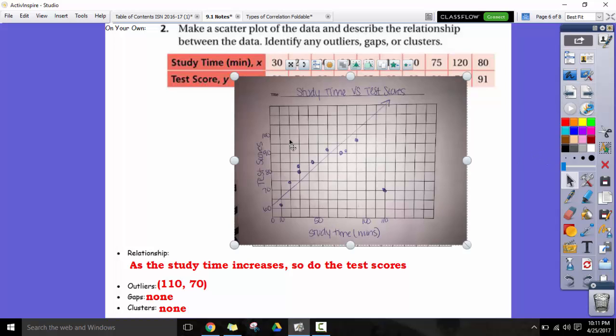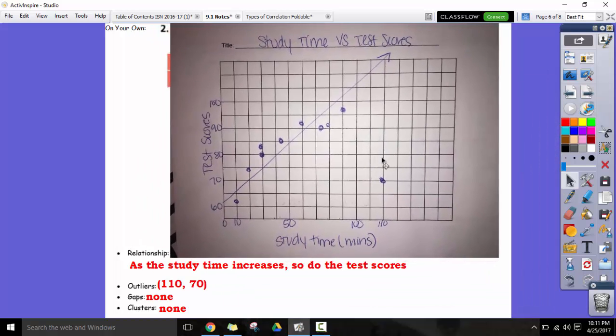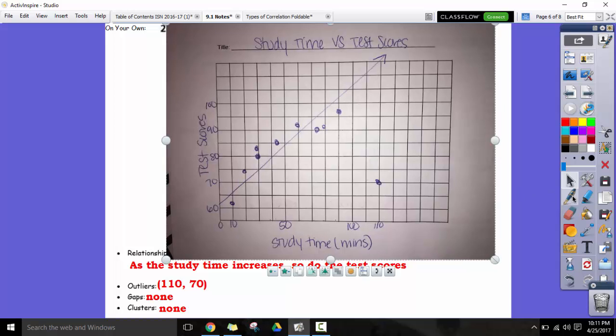Okay, so here is what my scatter plot looks like. Yours might look a little bit different depending on how you numbered your x and your y-axis. So you can kind of see my points are increasing here, so positive correlation. So my relationship is, as the study time increases, so do the test scores, okay, which is generally true. The more time you put in studying, as long as you're doing a good job studying, you're going to get a better score.